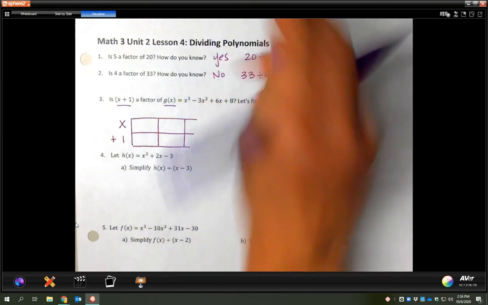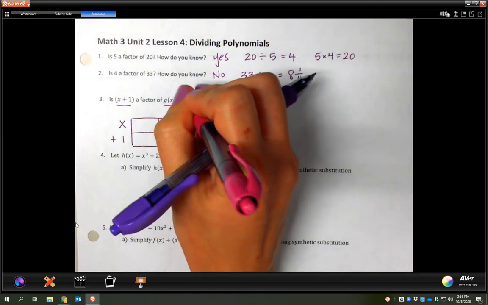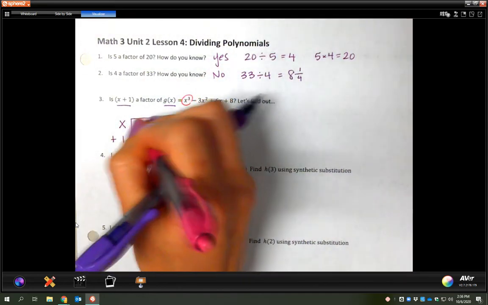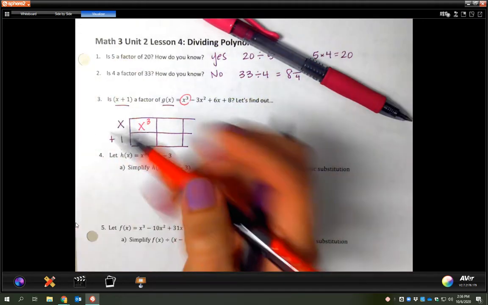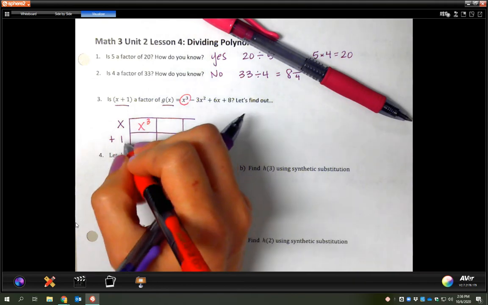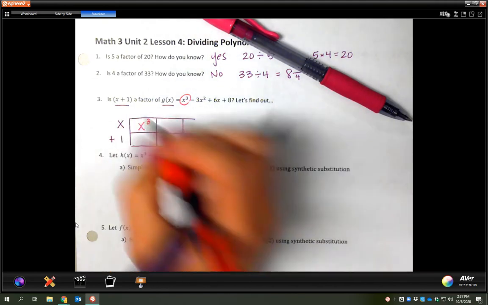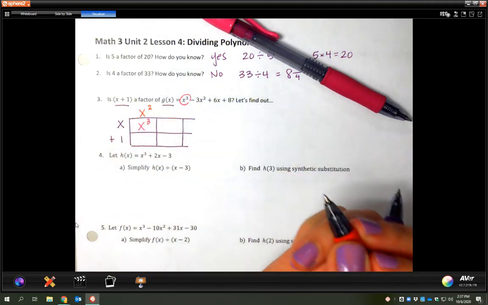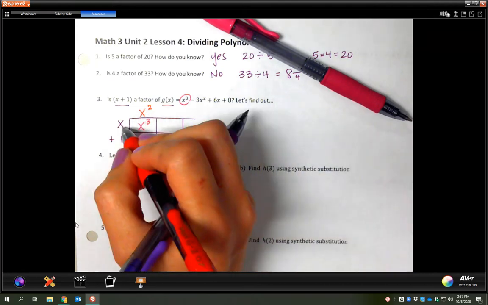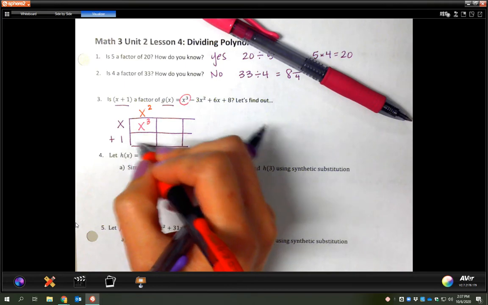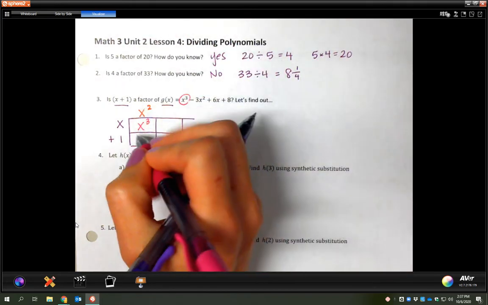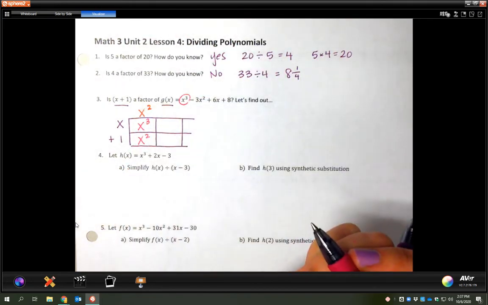So I'm going to take the first term of g of x, x cubed, and put it in the first box. And then I can go along the top and fill in my first term of the other possible factor that multiplies to x plus 1, x squared. X squared times x is x cubed. That's why I'm putting x squared there. And then I could do x squared times 1 and fill in that box below x cubed. So x squared times 1 is just x squared.